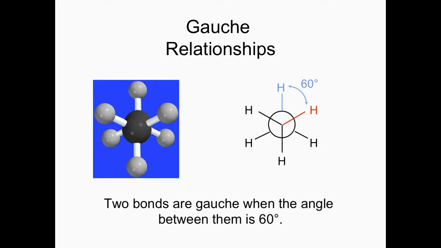The second spatial relationship is a gauche relationship. A gauche relationship exists only for staggered conformers and is the relationship between two adjacent atoms that are 60 degrees from one another. So as you can see here in this diagram, in this staggered conformer, this blue hydrogen is 60 degrees away from this red hydrogen. Thus, these two hydrogens are said to have gauche interactions. There are 5 other sets of gauche interactions or gauche relationships in this staggered conformer. See if you can identify all 5 of them.